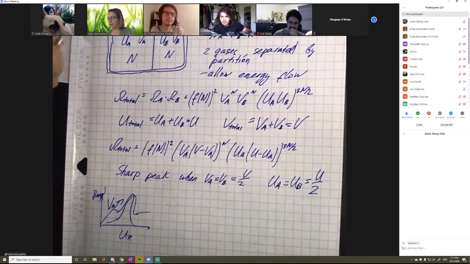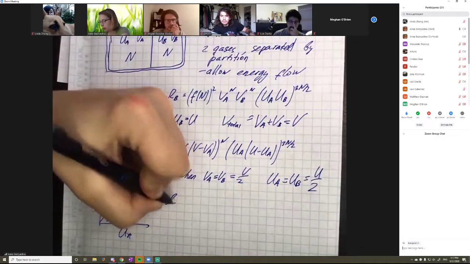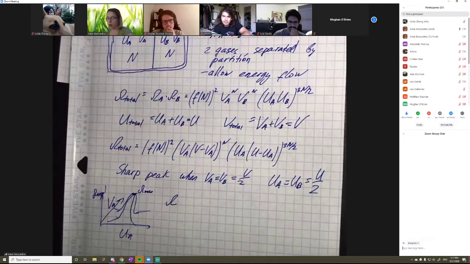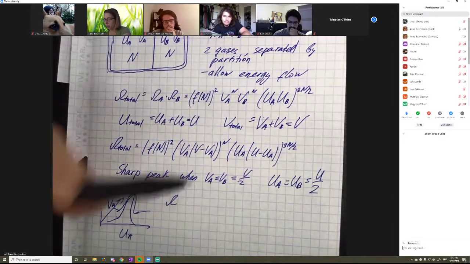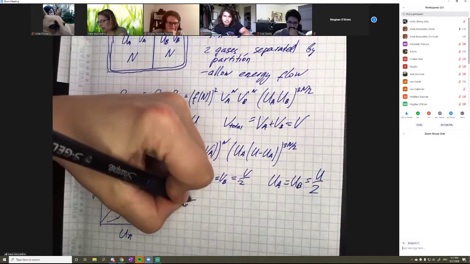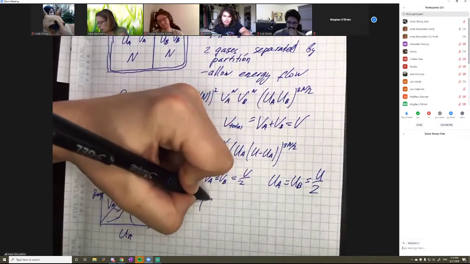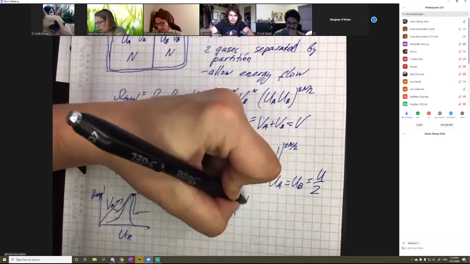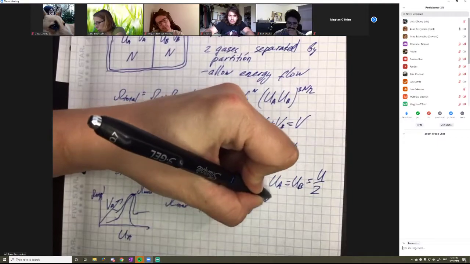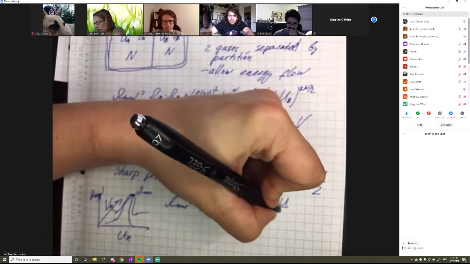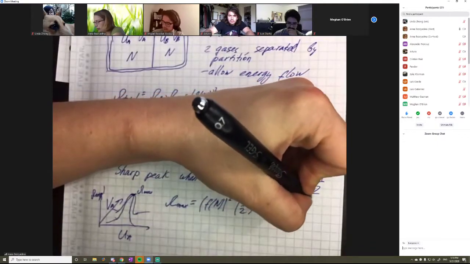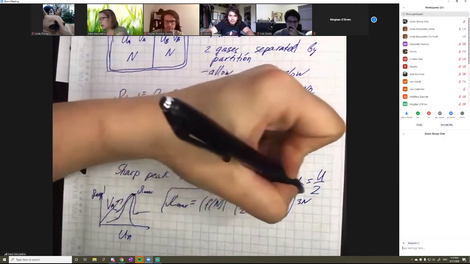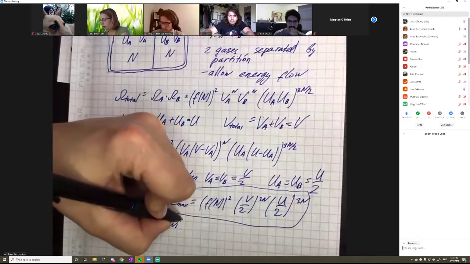Okay. So now we can find what the peak value is, what this maximum value is. We know that this is a value, so we can apply it here, and we get that the maximum value is equal to f of n squared, V over 2 in the power of 2n, U over 2 in the power of 3n. And this is our peak and our width of the peak.